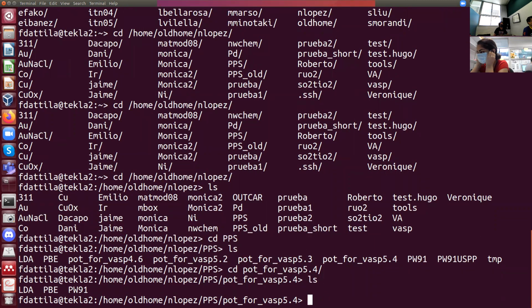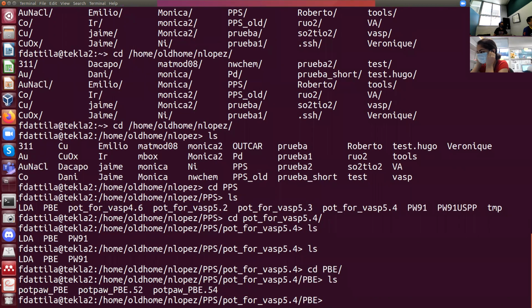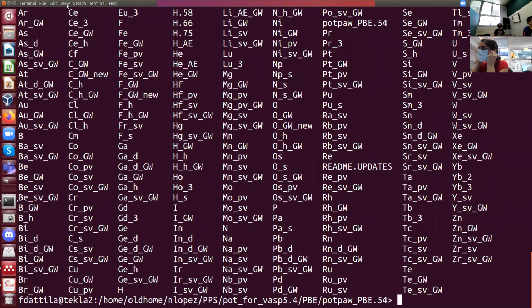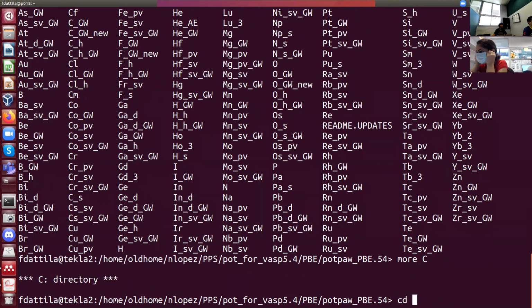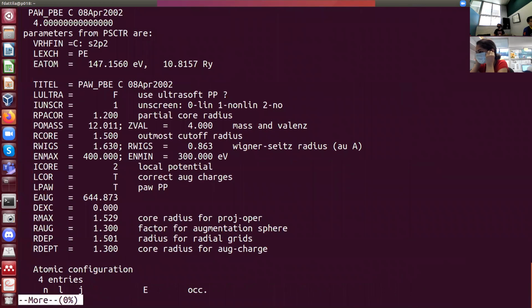And then we use the pseudopotential for the PBE functional, so we enter PBE. And you see that we have different versions. We take the last one, so POTPAW PBE 5.4. So what you get here is a list of all the possible pseudopotentials. If you open, for instance, C, it's a directory, because in C you have the POTCAR. Now if we open the POTCAR, this is simply the POTCAR for a carbon atom.